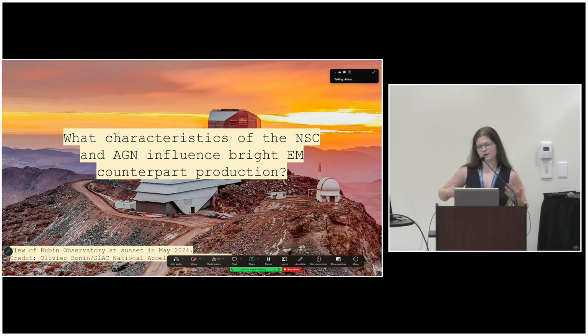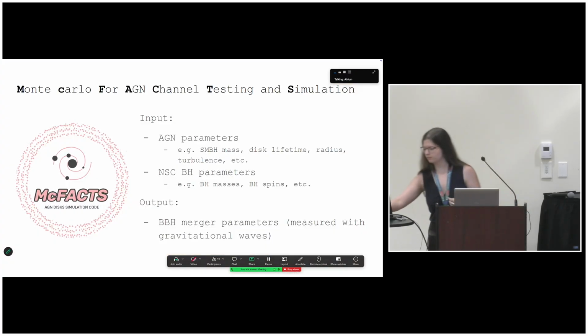So luckily for us, we're 10 years out from LISA and maybe half a year out from IR1. So to understand the governing physics behind these flares, and when and where to point our telescopes when chasing these events, we need to use the power of computer simulations to strip away the haystack and focus on the needle. It's important for us to constrain what characteristics of the nuclear star cluster and AGN influence bright electromagnetic counterpart production.